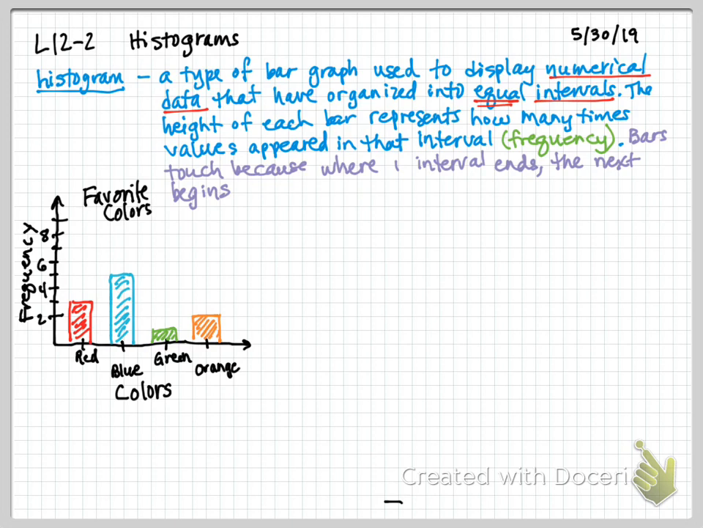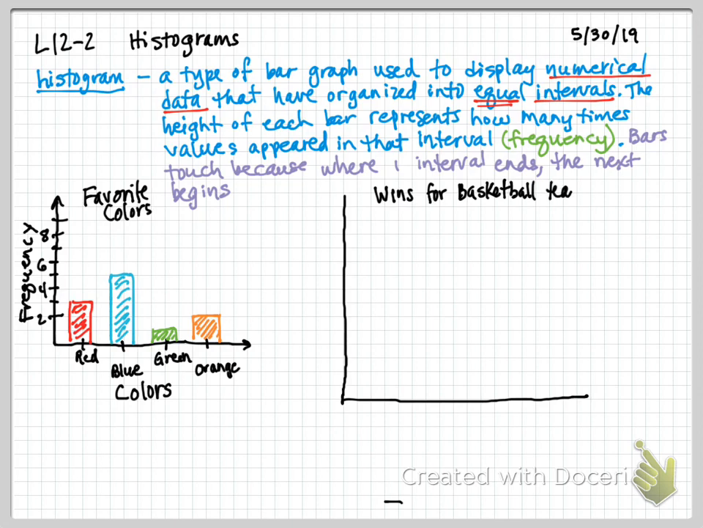Okay, so that's a bar graph. So let's look at the histogram. So make it a little bit bigger. And this one is going to be wins for basketball teams. Oops, that should be a capital. It's a title. Okay. And so we're going to have the teams or frequency. So how many teams? Or you could have frequency just like on the bar graph.